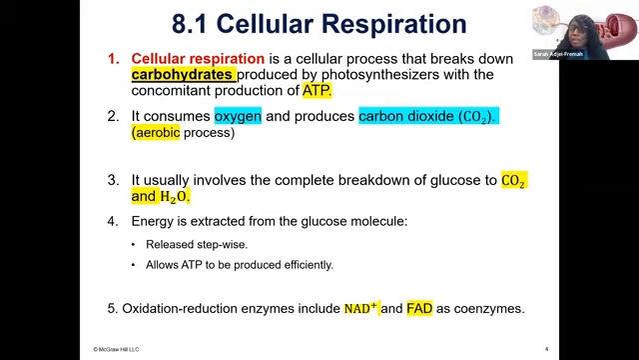Now, since this is a metabolic process and it involves oxidation and reduction, remember oxidation and reduction from our previous lecture, where oxidation involves the loss of electrons and reduction involves the gain of electrons, we need key enzymes that are oxidative and reductive enzymes that can help us in this particular metabolic process. Two of these enzymes are NAD+ and FAD. We'll explore what their role is in the cellular respiration process.